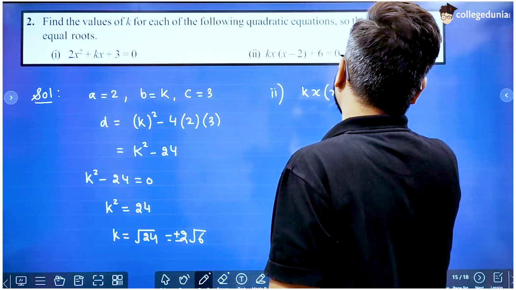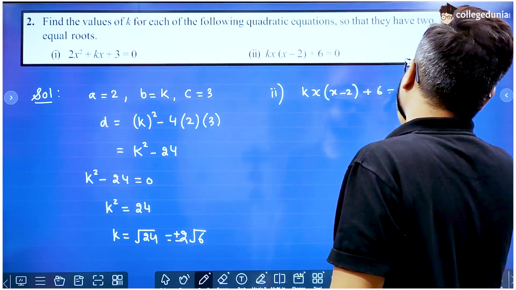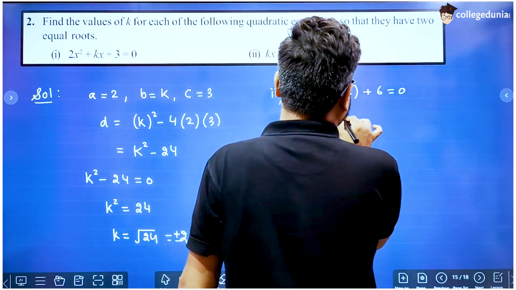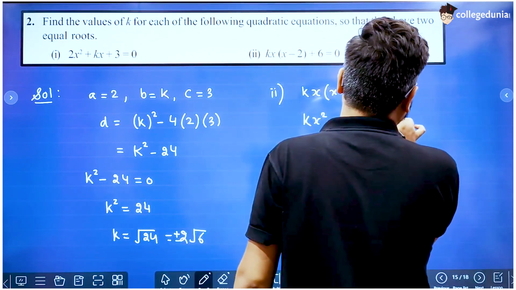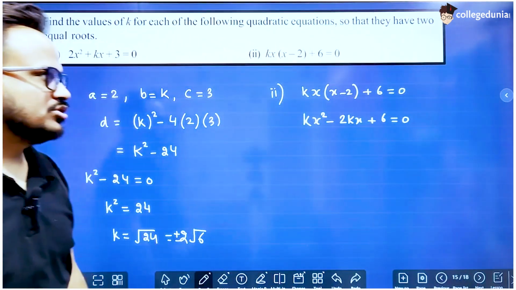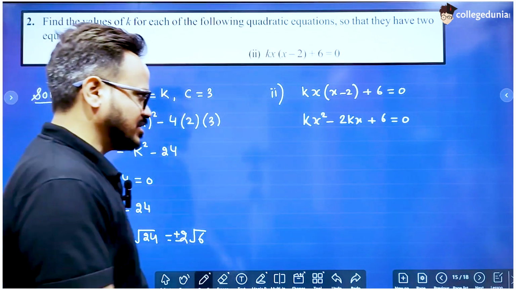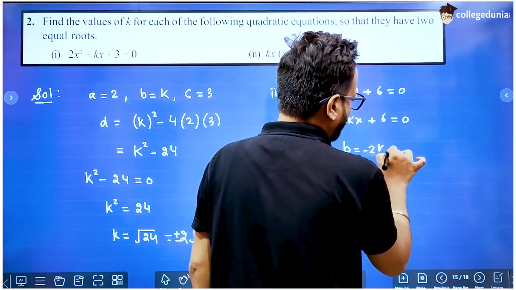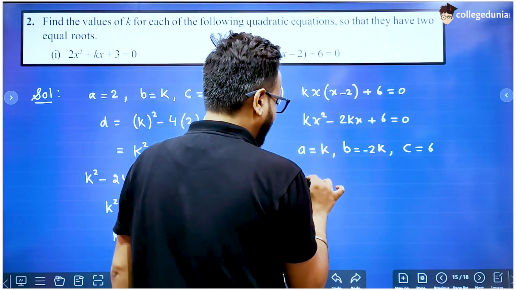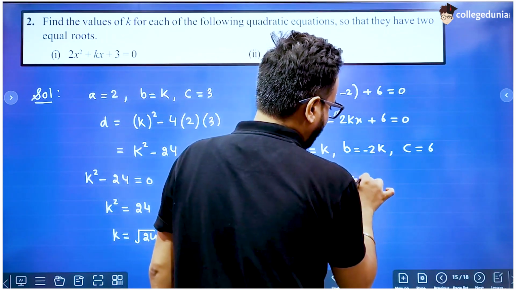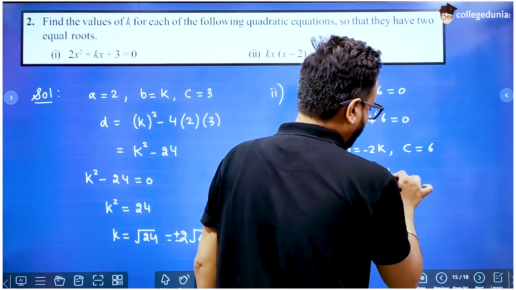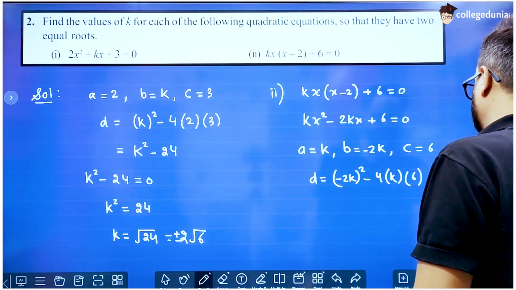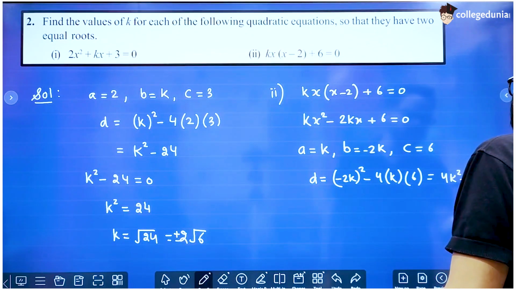kx into x minus 2 plus 6 equal to 0. First, let's make it in standard form so that we can get our a, b and c. So this is kx square minus 2kx plus 6. So a is what? A is k, b is minus 2k, and c is 6. D is b square minus 4ac, which is 4k square minus 24k.